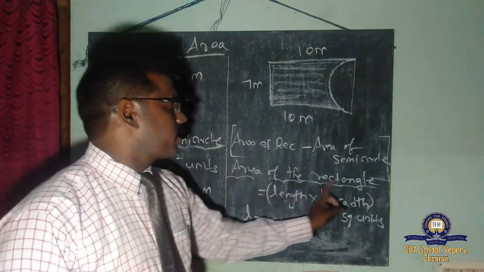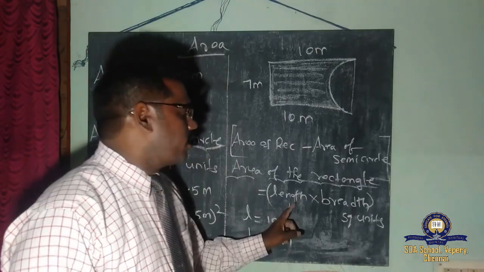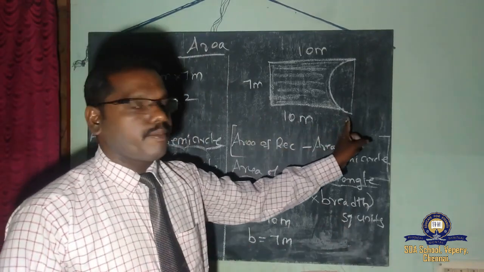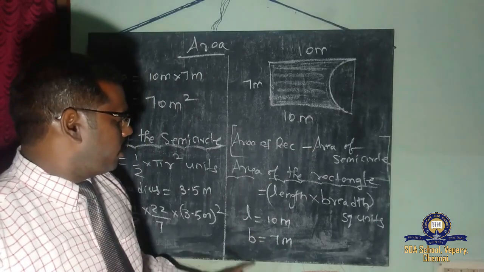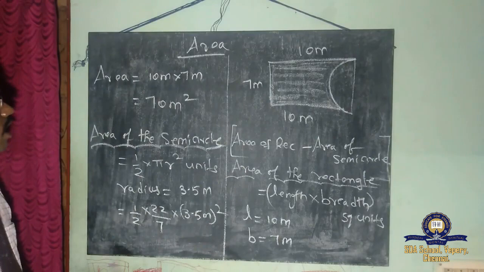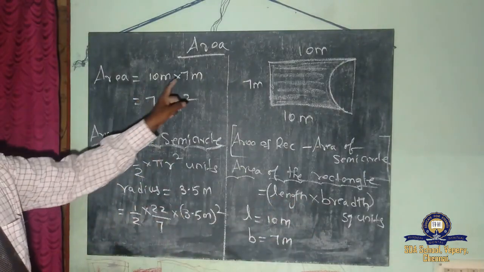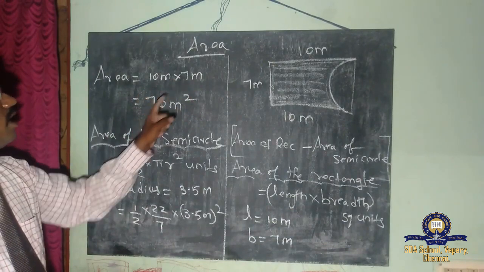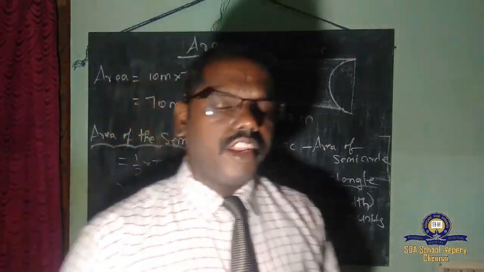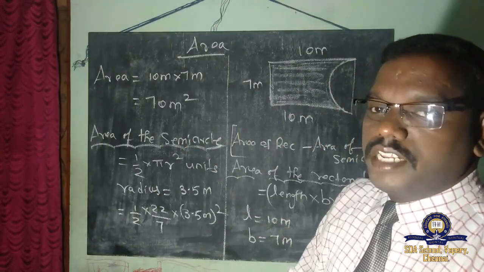So area of the rectangle is, well, you know the formula. What is the area of the rectangle formula? Length into breadth square unit, isn't it? So what is the length? Length is given by 10 meter. Similarly, breadth is given by 7 meter. Area is equal to length into breadth. So 10 sevens are 70, meter into meter, meter square. Okay, now I found the area of the rectangle, that is 70 meters square.